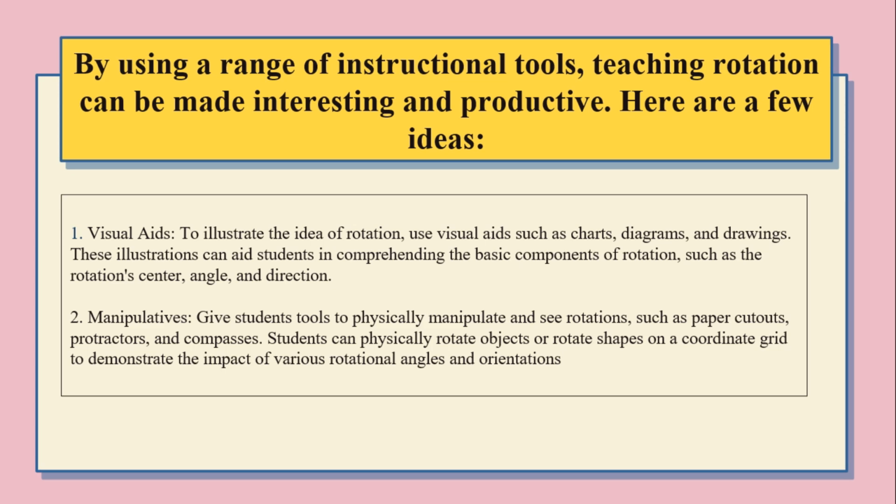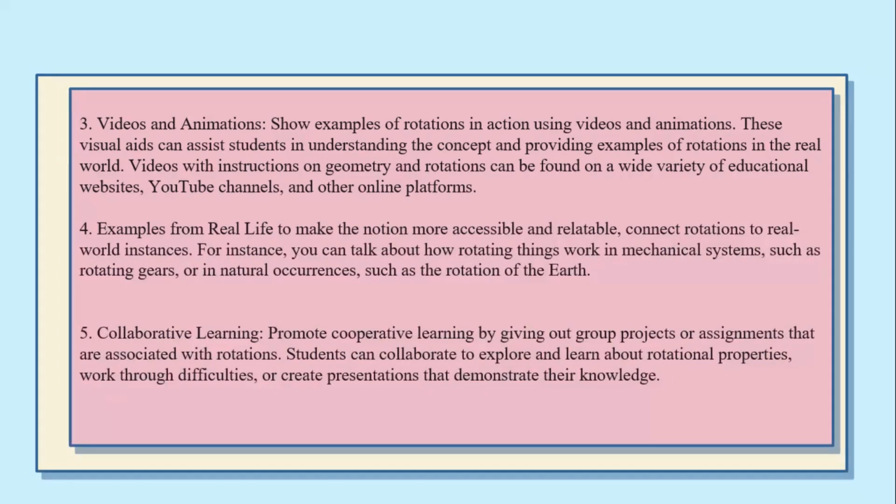2. Manipulatives give students tools to physically manipulate and see rotation, such as paper cutouts, protractors, and compasses. Students can physically rotate objects or rotate shapes on a coordinate grid to demonstrate the impact of various rotational angles and orientations.